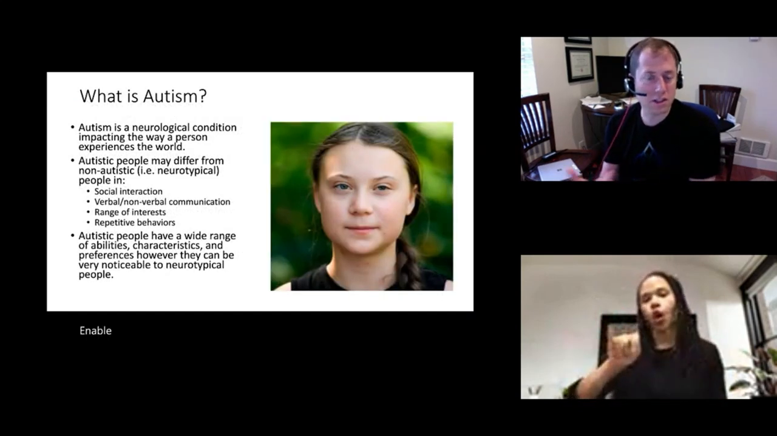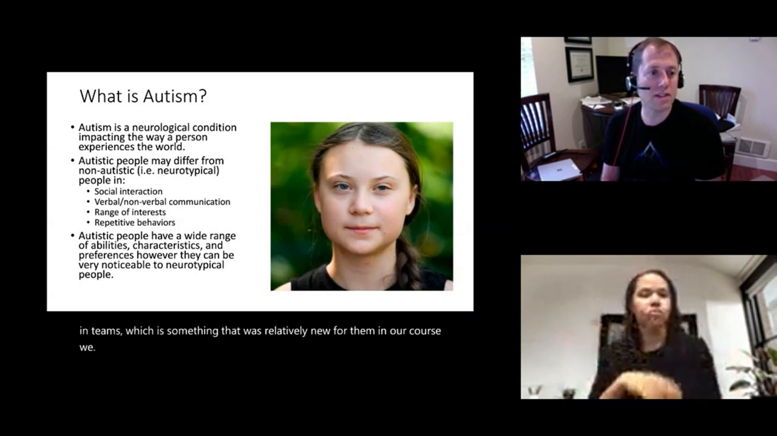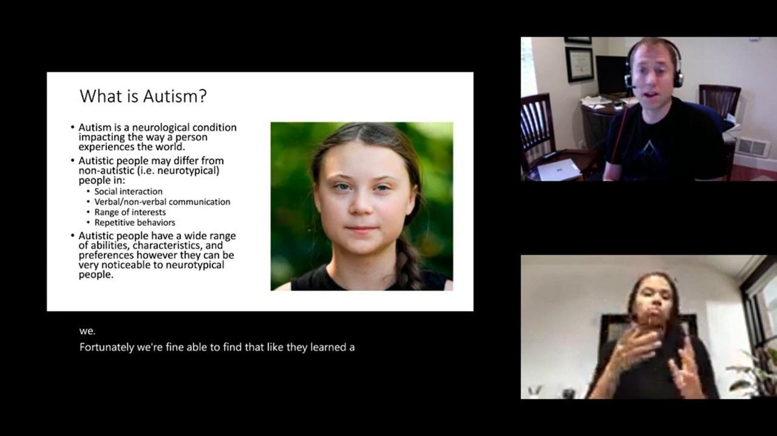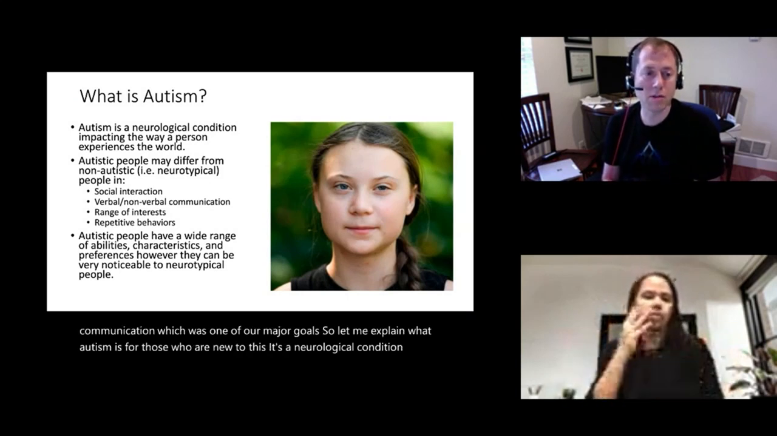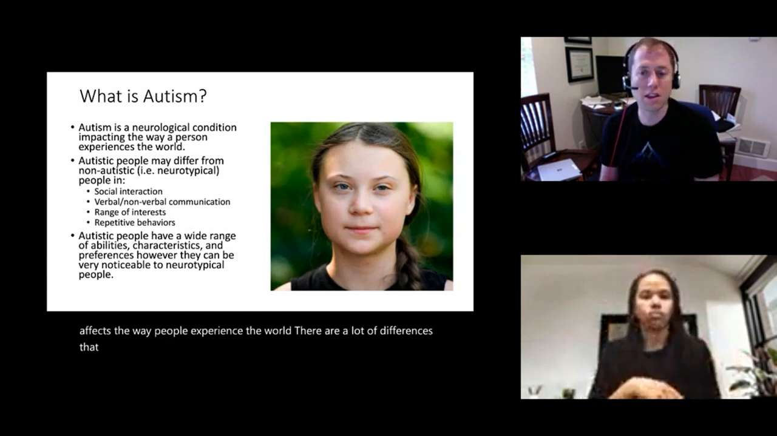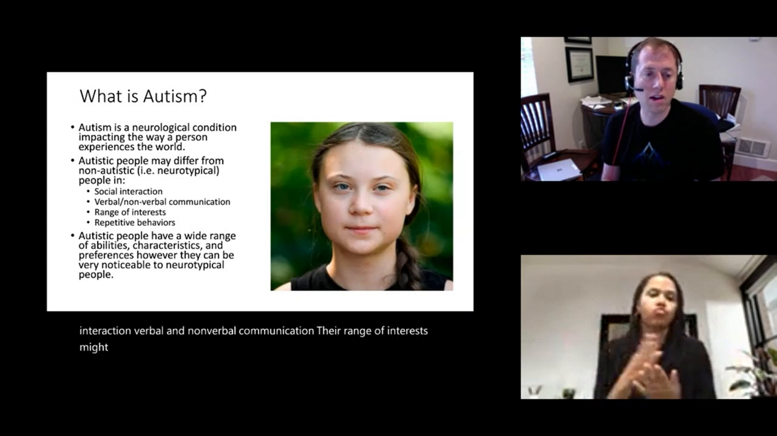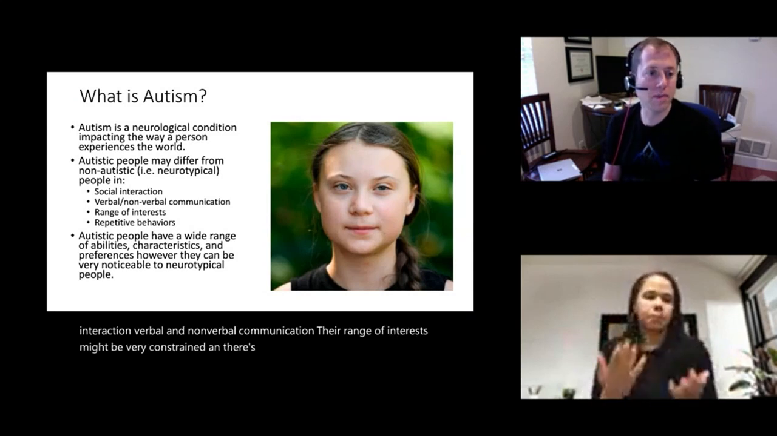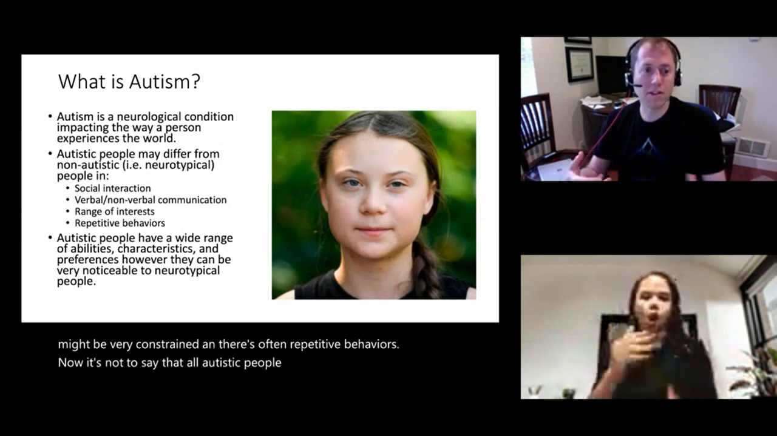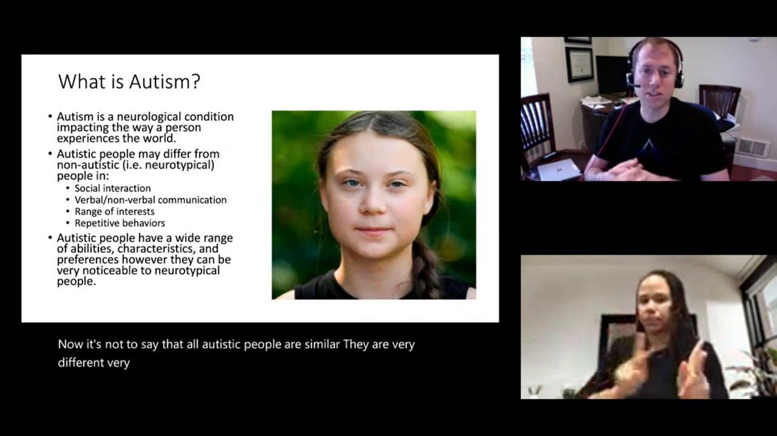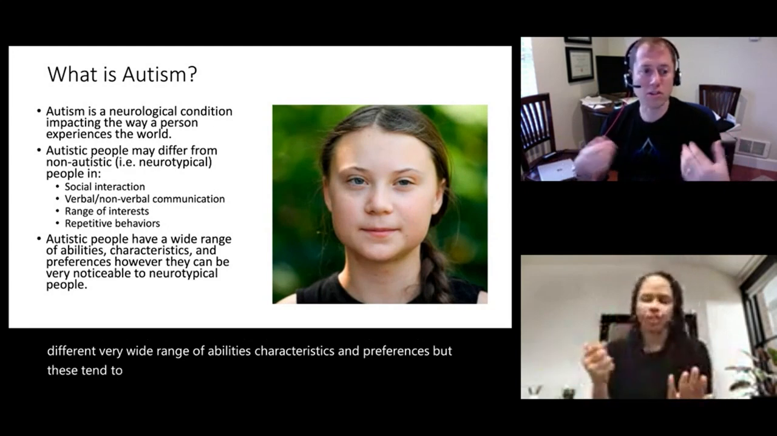It's a neurological condition. It affects the way people experience the world. There are a lot of differences from non-autistic people, or neurotypical people, in social interaction, verbal and nonverbal communication. Their range of interests might be very constrained, and there are often repetitive behaviors. Now, it's not to say that all autistic people are similar. They're very different. They have a very wide range of abilities, characteristics, and preferences, but these tend to be fairly noticeable to neurotypical people.